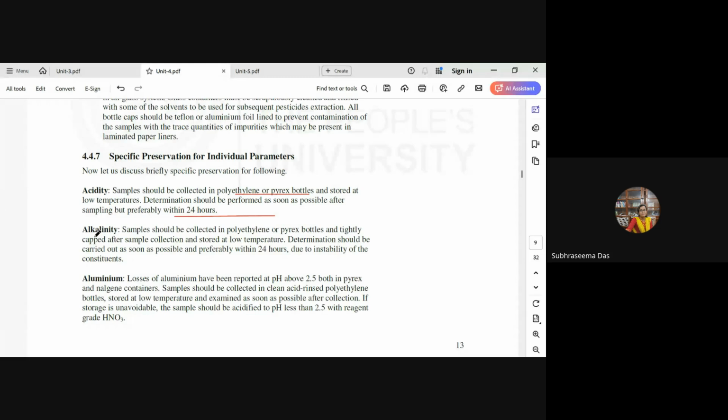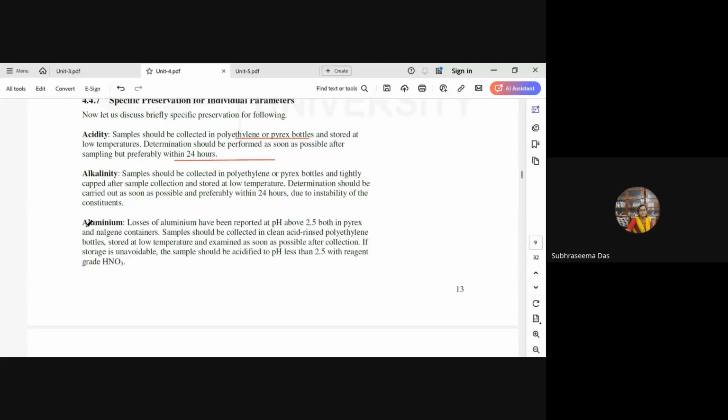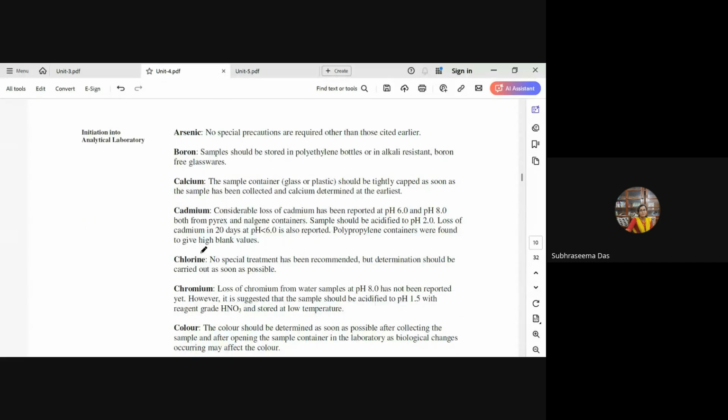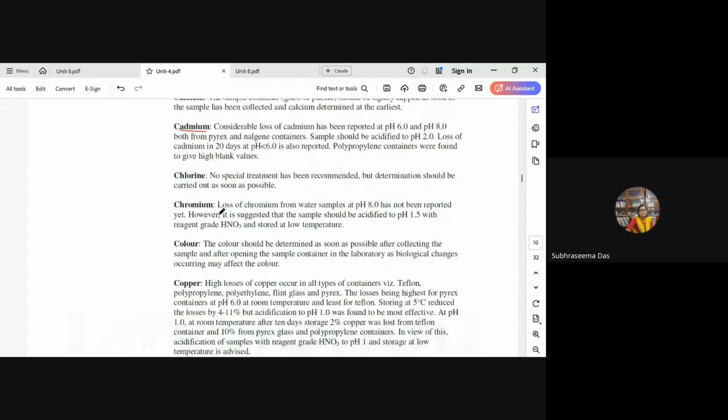If we want to preserve the alkalinity, it should also be done in the same way. If we want to preserve the aluminium that is present in water, this process needs to be followed. So these are some of the methods for preservation of arsenic, boron, calcium, cadmium, chlorine, chromium, these metals that can be preserved in our collected water sample.